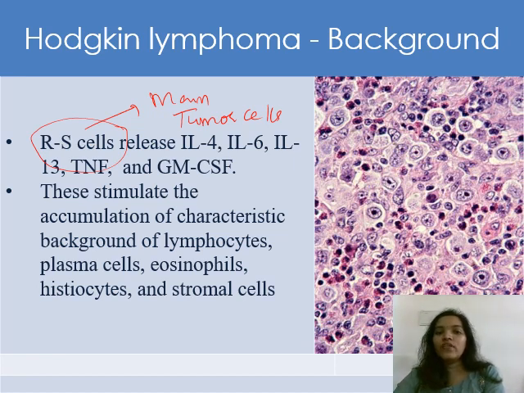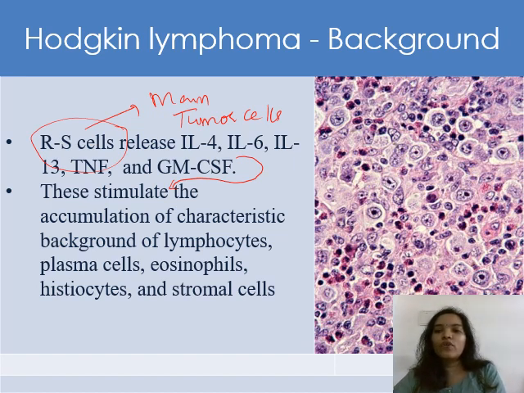These are all the chemokines or the interleukins which are produced by the RS cells. Once these are produced, they will act as attractants or chemokines and stimulate the accumulation of all the other inflammatory cells in the background. So always for the diagnosis of Hodgkin's lymphoma, along with the RS cells, we see all the types of inflammatory cells in the background. The RS cells will be sitting in the background of a polymorphous population of inflammatory cells, which contain lymphocytes, plasma cells, eosinophils, histiocytes, neutrophils, and stromal cells.